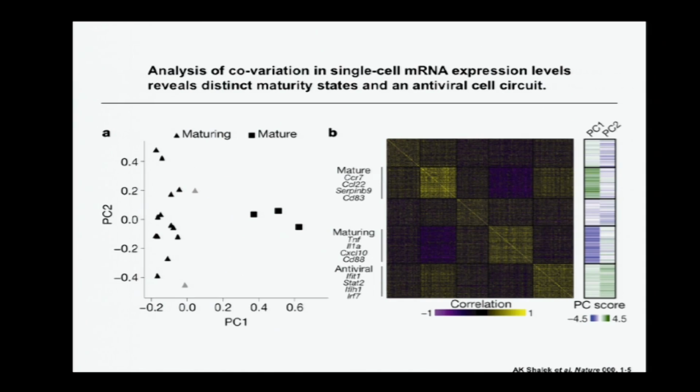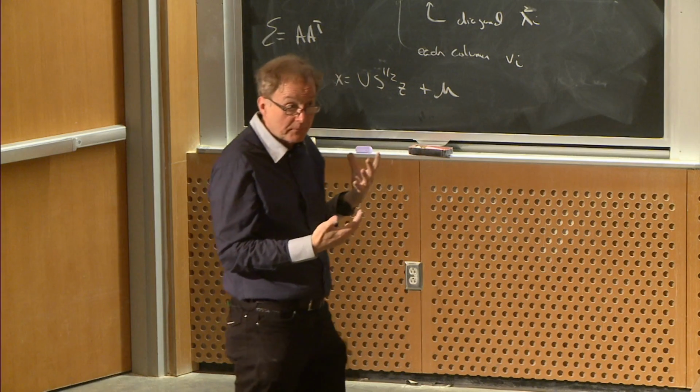And thus, the first principal component was able to separate those 2 different broad classes of cells. So it looks like there are at least 2 different kinds of cells in this population.